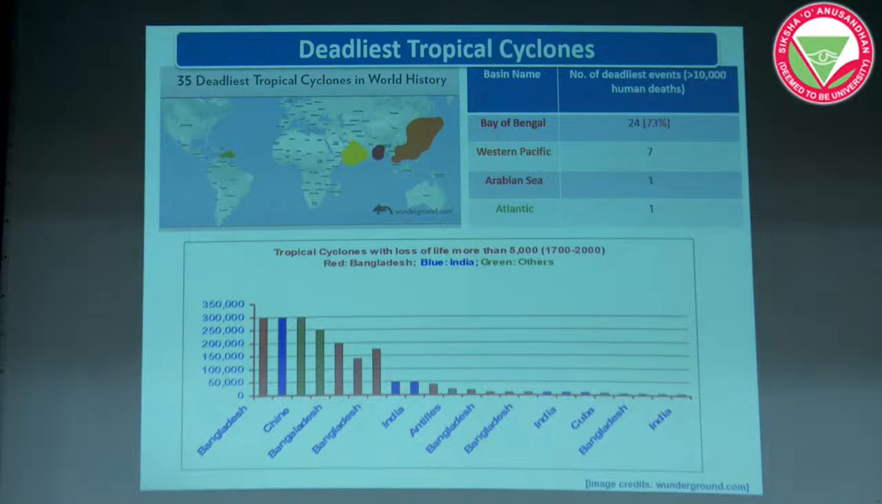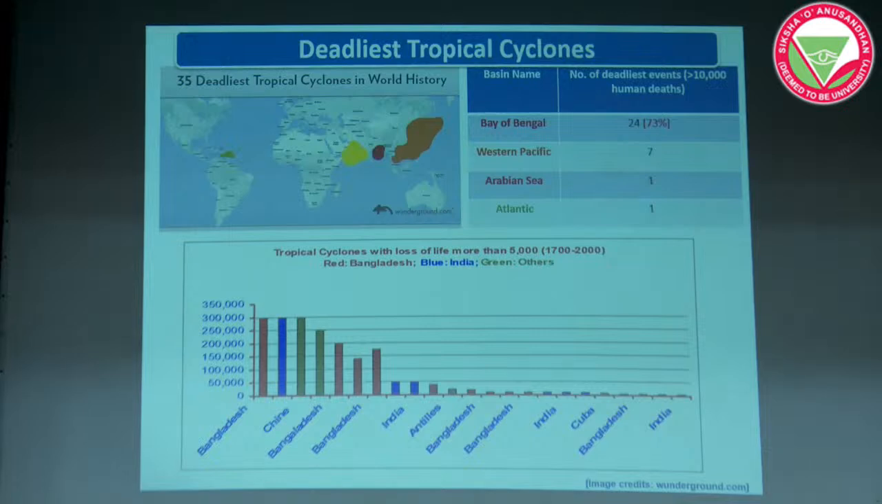The most famous one out of them, or you can say infamous, is the cyclone Bhola, which was in 1970 and crossed the Chittagong area in Bangladesh, and more than 3 lakh people perished. The most recent one, cyclone Nargis, 2008, crossed Myanmar. More than 1.4 lakh people died in a single cyclone. So that's why cyclone is considered one of the most devastating disasters, and 74% in our Bay of Bengal.